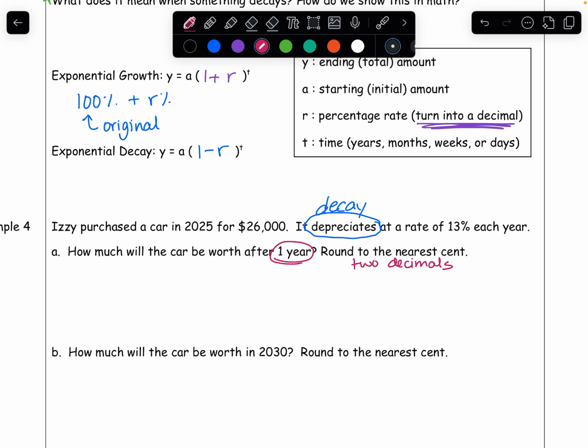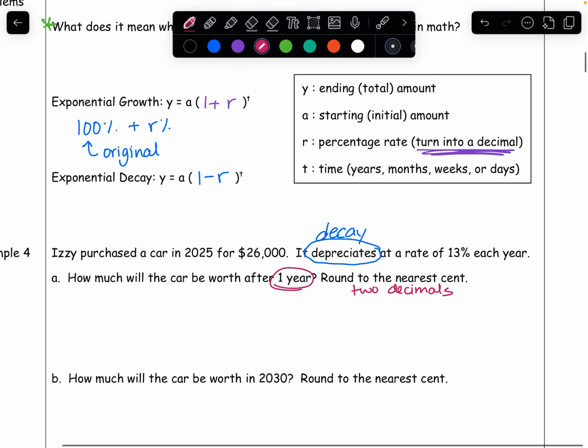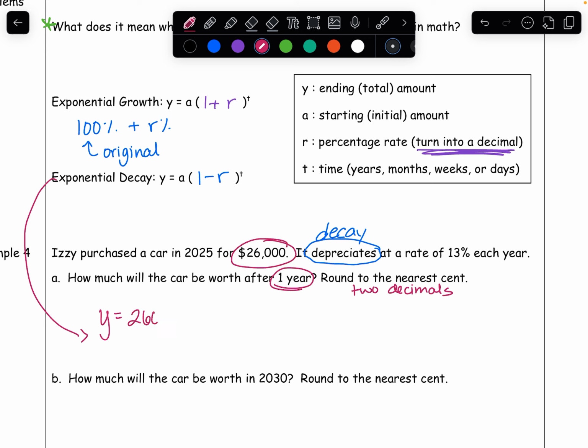Okay, so using that formula, because it depreciates, we're going to use that exponential decay. So y equals our A value, our starting amount. What did we start with? $26,000 times 1, well, depreciate, so minus rate. Now, big place people will make mistakes. They'll just put 13. We have to turn that 13% into a decimal. So we move it once, twice over. So that's where we get that 0.13 to the first power.